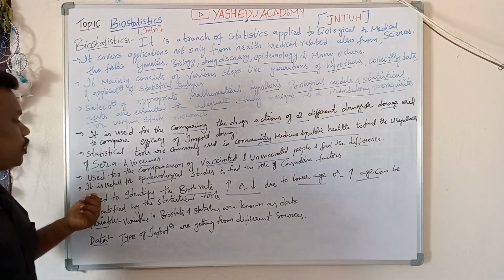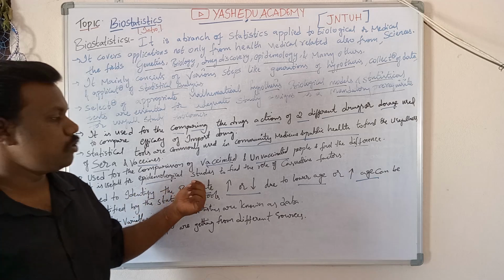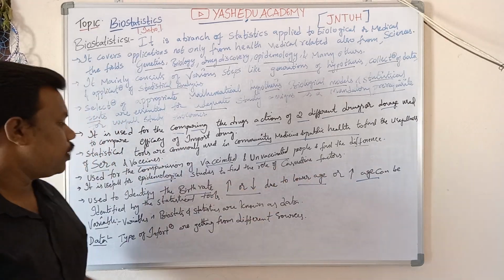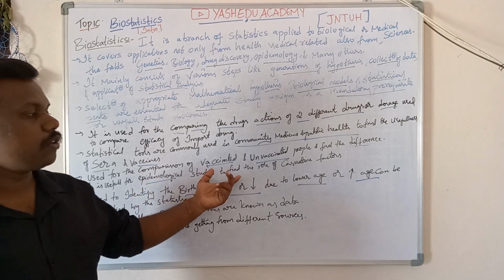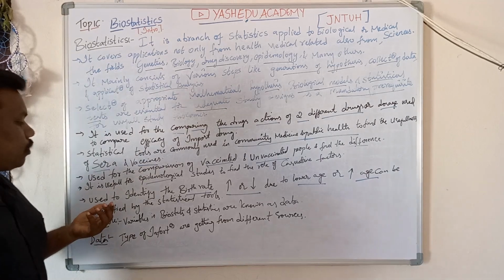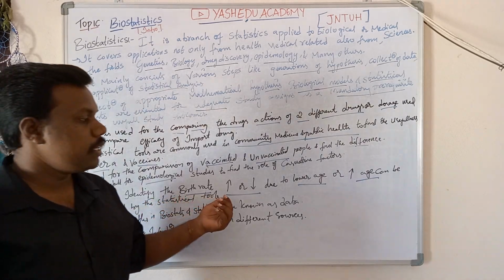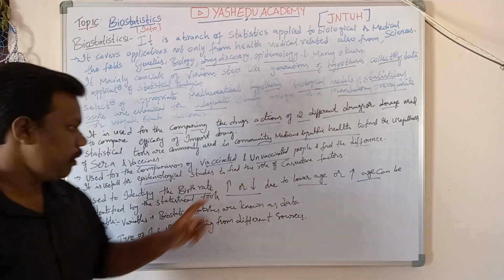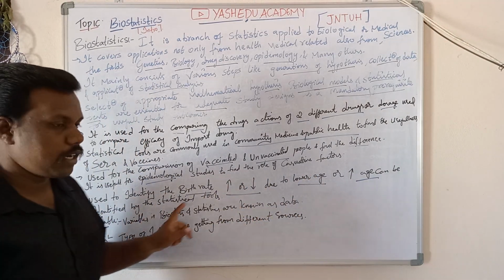Okay, next, it is useful for epidemiology studies to find the role of causative factors. So in the study of epidemiology, they will find the role of causative factors with the help of statistical tools. Here it is used to identify the increase and decrease in birth rate due to lower age or higher age, which can be identified by the statistical tools.